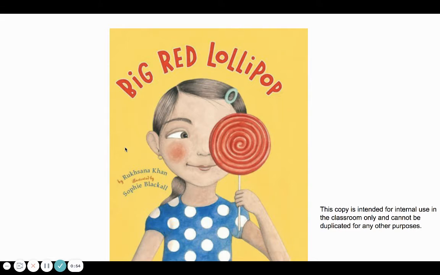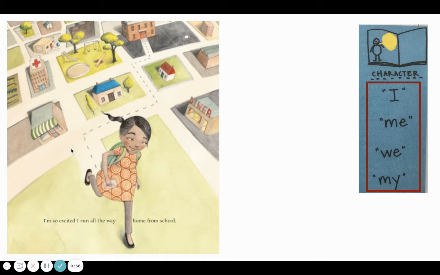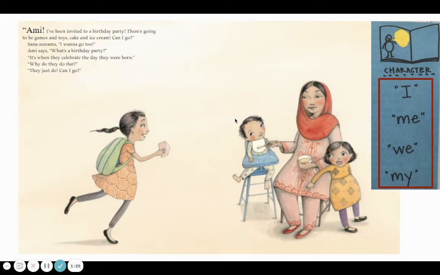So The Big Red Lollipop is a story that is told in first person. Let's take a look. Remember to look out for these keywords, I, me, we, and my. I'm so excited I run all the way home from school. Oh my goodness, already we have 2 keywords there. Do you see them? Yeah, if you pointed out that one and that one, you are right. That tells us the story is told in first person. The character, Rubina, is the one telling the story.